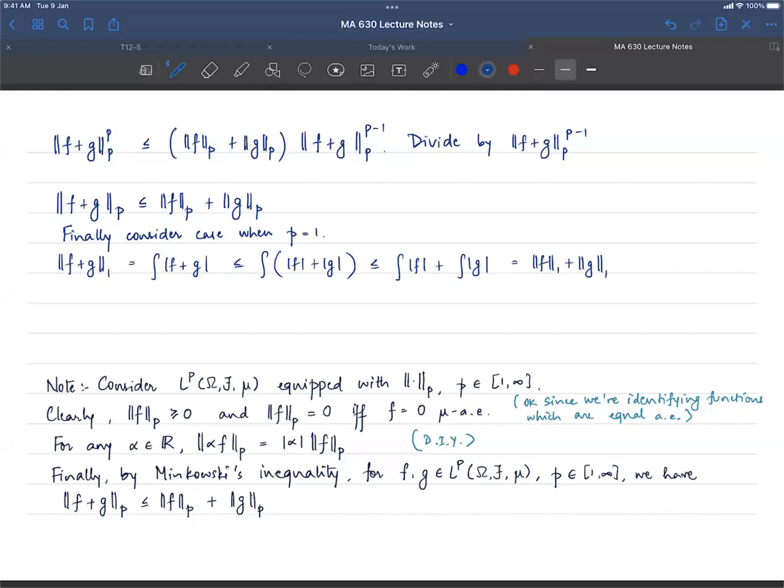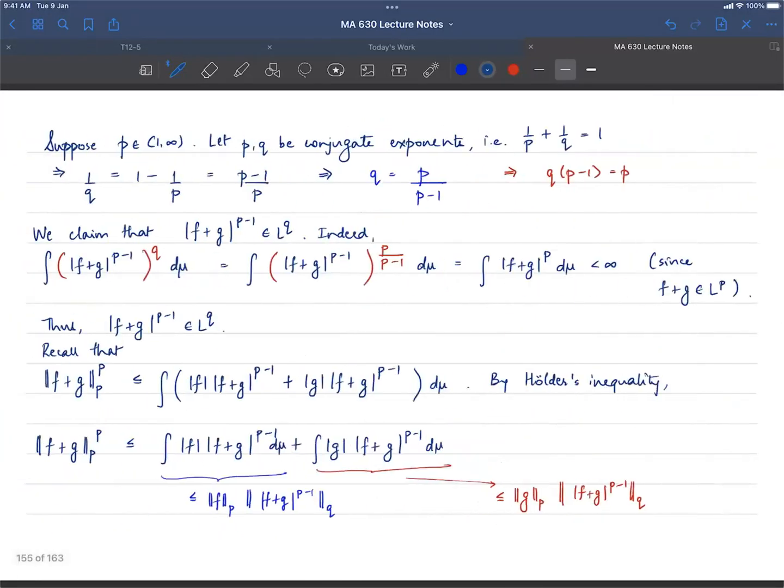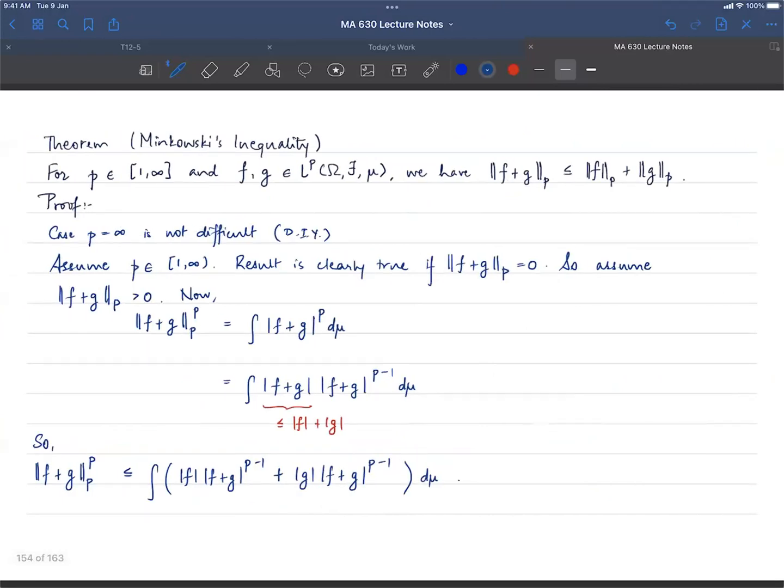Okay, so what have we shown? We have shown that for any P in the interval 1 to infinity, 1 included, infinity excluded, the P norm of F plus G is less than or equal to the P norm of F plus the P norm of G. In other words, we have shown that for any P in [1, infinity), this norm symbol satisfies the triangle inequality. Yes? So far, so good? The one thing I'm leaving for you to fill in is the case P equals infinity.